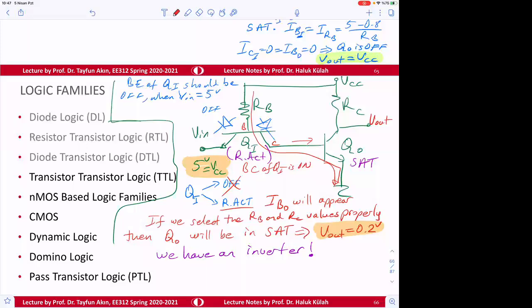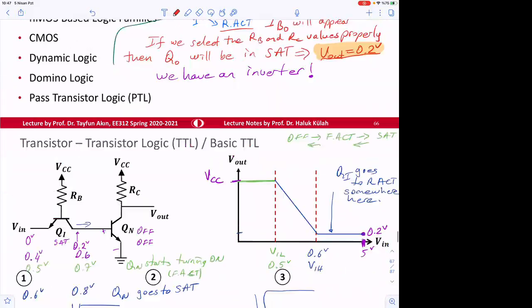Due to many advantages, this is preferred, and as we have seen in the previous course, if we give an input of 5 volts, this becomes reverse active, and then this goes to SAT. So the output is going to be 0.2 volts. Therefore, we have a kind of inverter action. Half of it is justified here and verified.